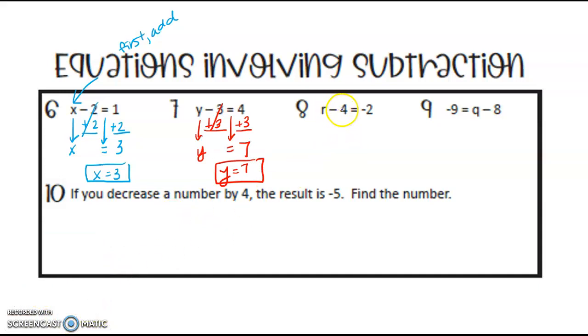All right, here I have r minus 4 is equal to negative 2. So I'm going to have to get rid of the 4. Okay, r is going to remain. This goes away because negative 4 plus 4 is nothing. This equals negative 2 plus 4 is positive 2, so r is equal to 2.